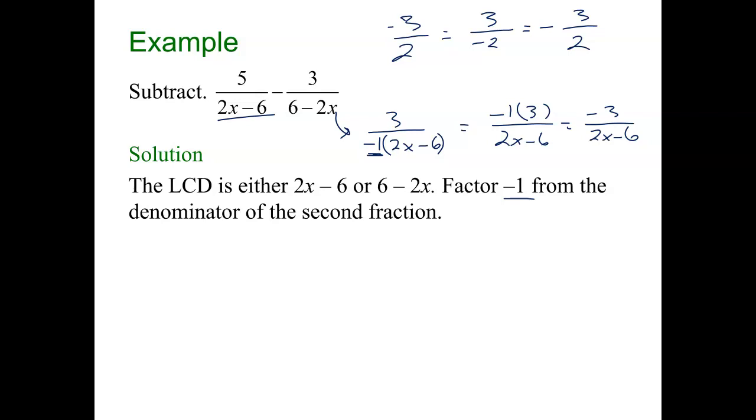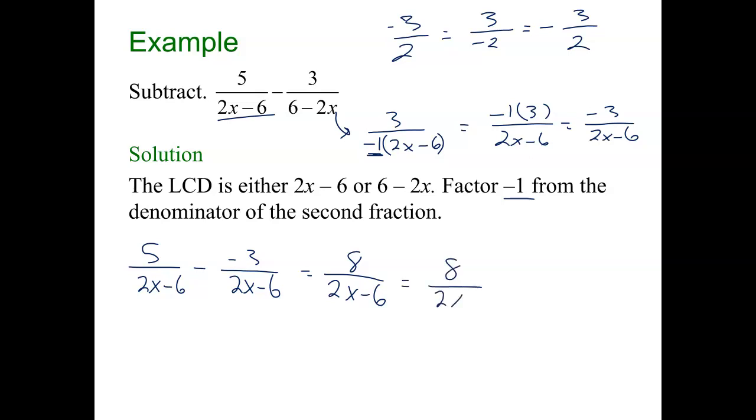Now that the denominators are the same, I can go into subtracting. 5 over 2x minus 6 minus negative 3 over 2x minus 6. Denominators match. What's 5 minus negative 3? 5 minus negative 3. 8. Okay? Can I factor either of those? Yes. Which one? 2x minus 6. Yep, factor it by what? 2. Which leaves x minus 3.